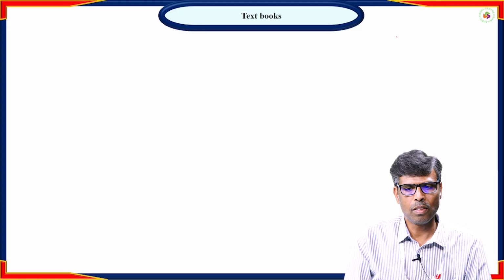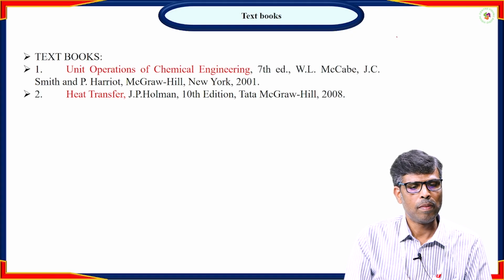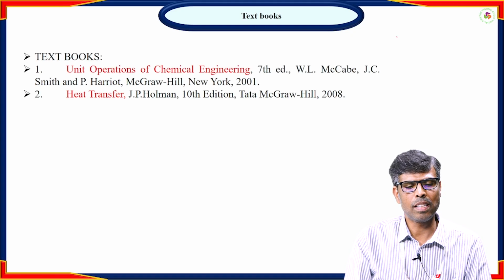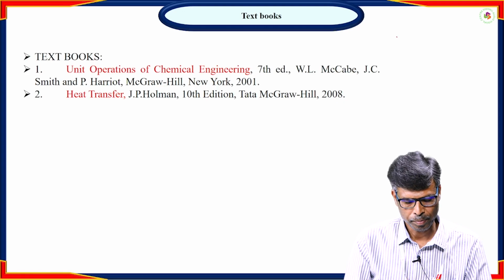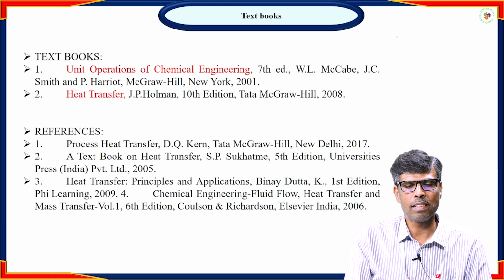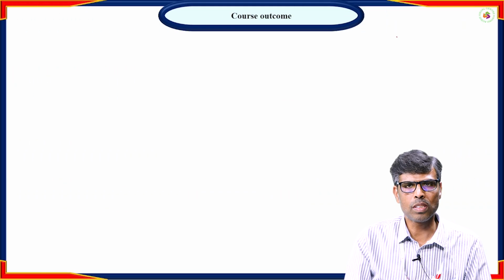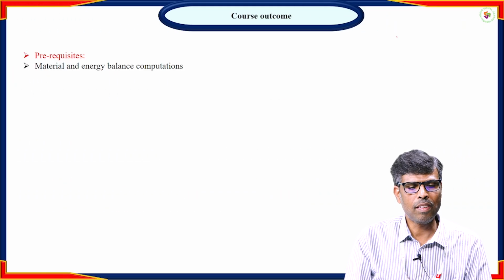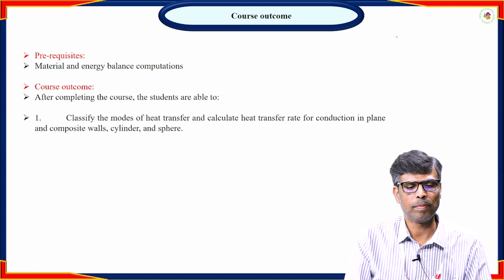Textbooks for this course are Unit Operations of Chemical Engineering, and another one is Heat Transfer by J.P. Holman. These are the reference textbooks. Course outcome. The prerequisites for this course are material and energy balance computations.